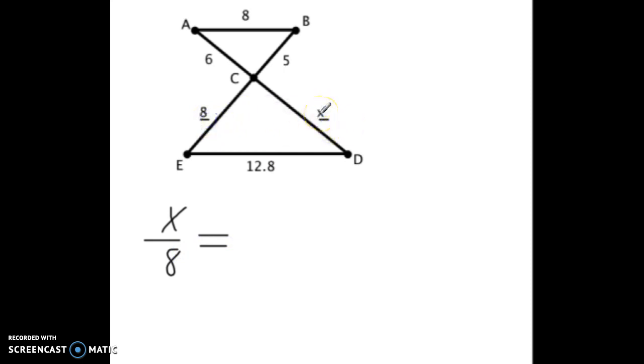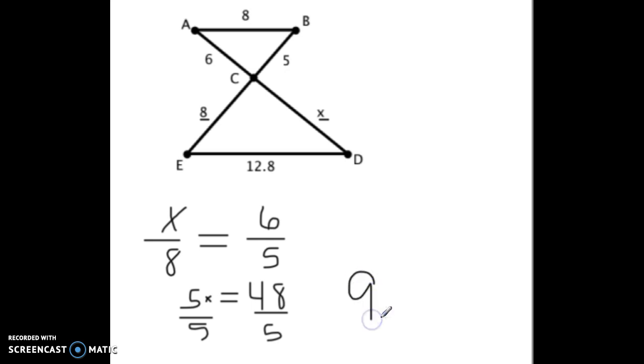Now, so I've used X and I've used 8. What corresponds to X? Well, 6 does. And what corresponds to 8? Well, the 5 does. It's almost like it's in mirror image. So I'll get 5x equals 48. I'll divide by 5, divide by 5, and I'll get 9 point, and in this case, 9.6.